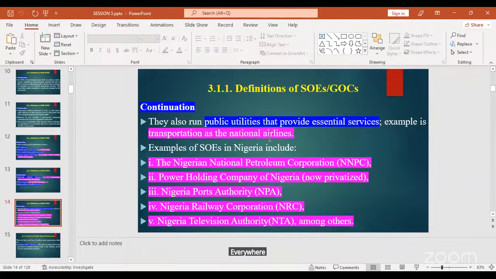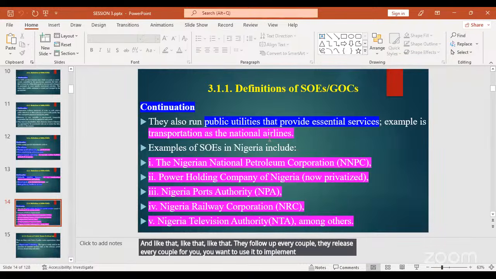They do management meetings every Monday, and they follow up on every kobo. If they release funds to you to implement a particular thing, they make you accountable for it down to the very last kobo.